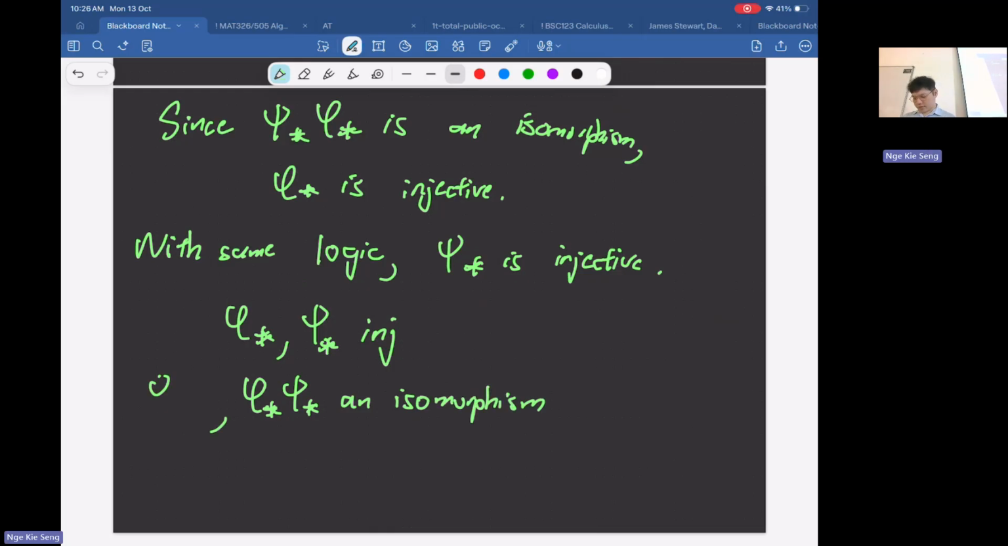I think the other way we also know is an isomorphism. Can we use these two to say that psi star is injective or not? Sorry, surjective. Any idea? Can we know that?